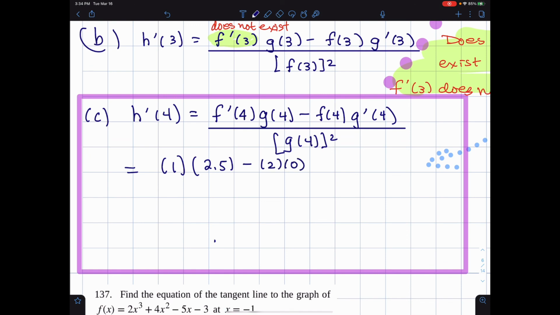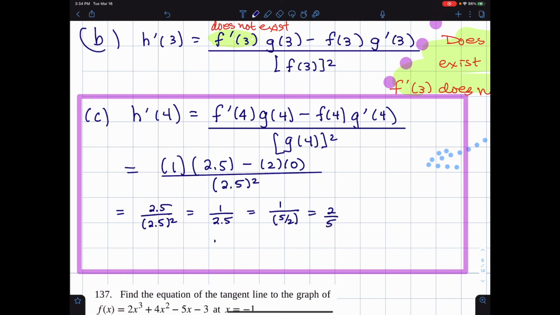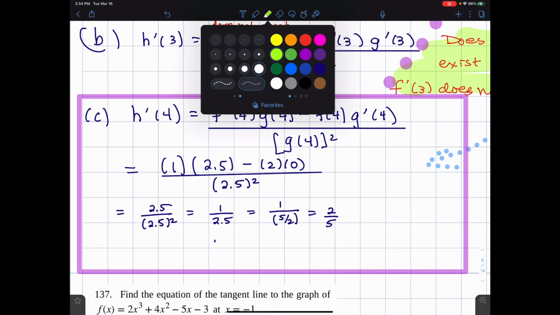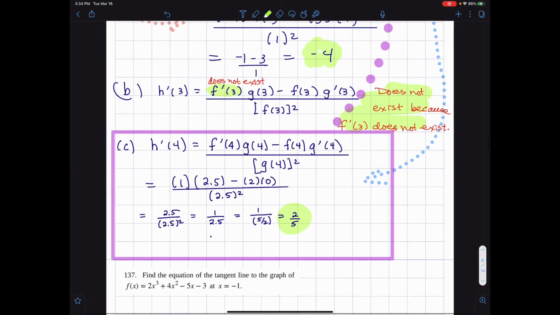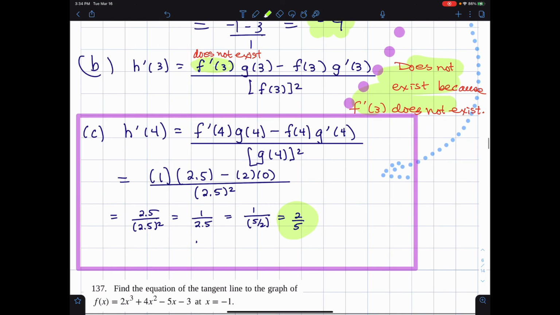0. And in the denominator, I have g of 4 squared, so that's 2.5 squared. So I'm going to have 2.5 divided by 2.5 squared, and that makes 1 over 2.5. And that is the same as 1 over 5/2, which is 2/5. Okay, so that is the answer there, apparently. So, okay, that's all.